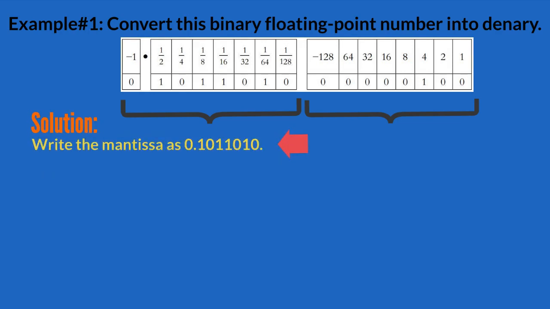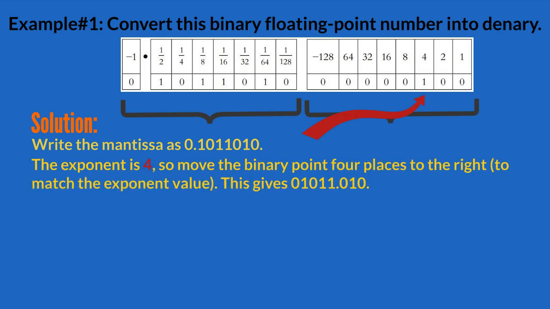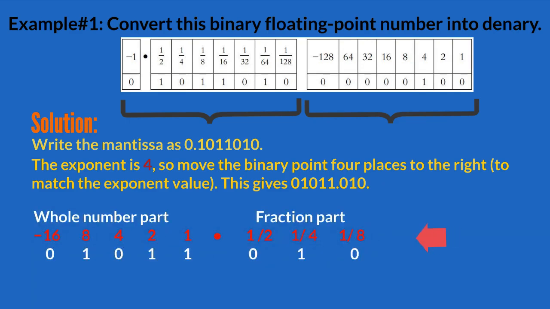Write the mantissa as 0.1011010. The exponent is 4, so move the binary point 4 places to the right to match the exponent value. This gives 01011.010. Convert the whole part of the binary number and the fraction part separately. It will give us 11.25 in decimal.